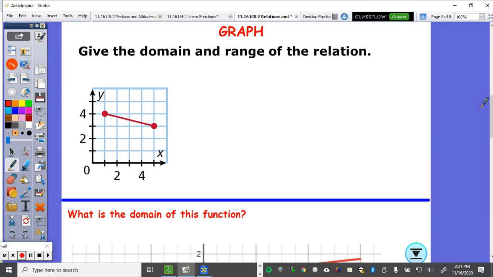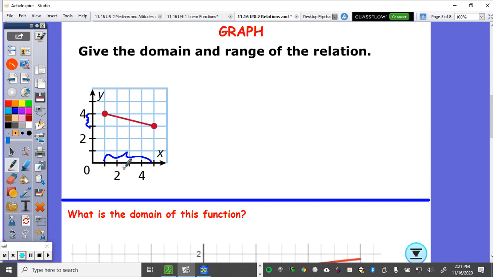Now, this is where I need everybody to pay attention, because this is where we're going to get in trouble. You see, this is a continuous function. It continues from this point to this point right here. So do you agree with me that on this function, we're using all of the x values from here to there? And we're using all of the y values from here to here. Do you guys see that?